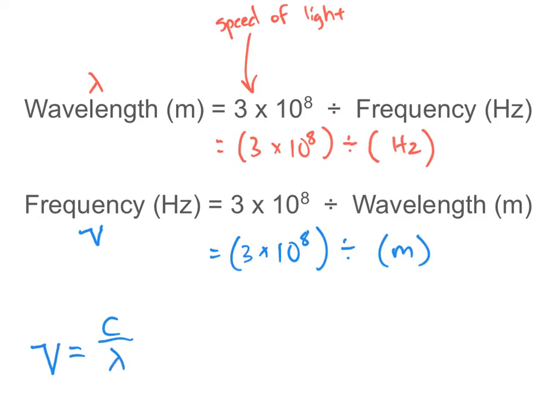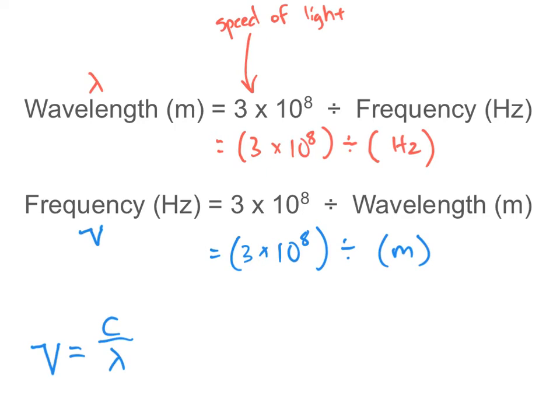Nu is c over lambda, because this is nu, and that's c over lambda. So if you ask a physicist, hey, what's nu, man? He's going to say c over lambda. And that's a really corny joke, but that's how I remember this equation. So we're going to go ahead and practice a couple of the wavelength equation.